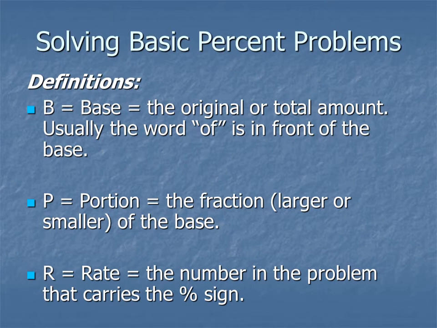Okay, so let's see how we can solve some word problems using percentage. In the word problems, you will have 3 different variables. One is called base, another one is called portion, another one is called rate. Now the base is always the total amount, and the portion will be the fraction of the base. Now remember, even if it is a fraction, it may be larger or maybe smaller. So don't assume that the fraction means always smaller, okay?